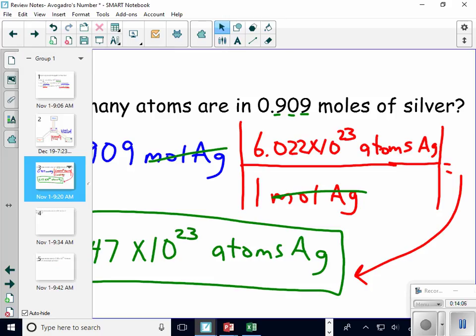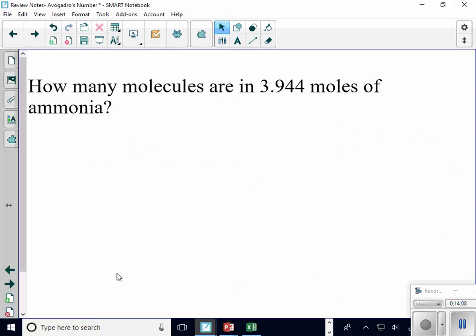Now let's go to our next example. How many molecules are in 3.944 moles of ammonia? Now, the very first thing that I would do is I need to determine what is ammonia.